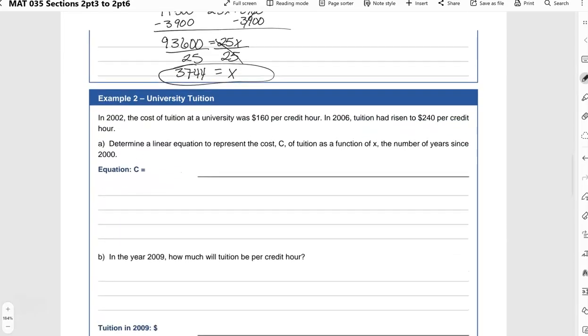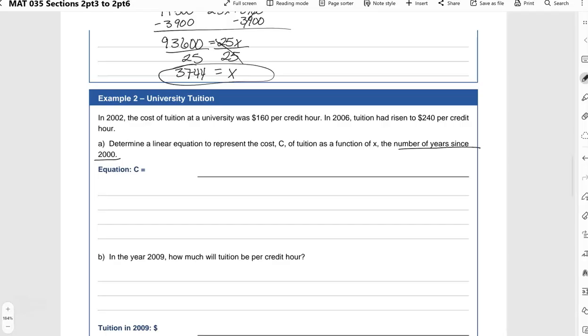It's a tuition example. In 2002, the cost of tuition at a university was $160 per credit hour. In 2006, the tuition had risen to $240 per credit hour. A is asking us to determine a linear equation to represent the cost C of tuition as a function of X, which is the number of years since 2000.